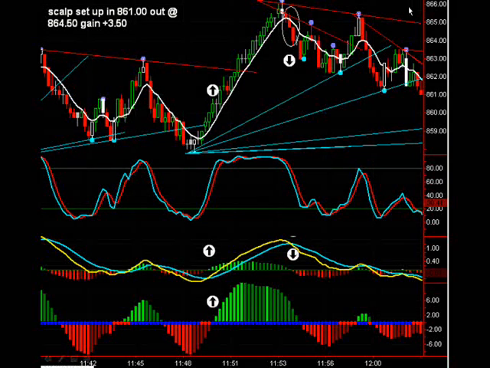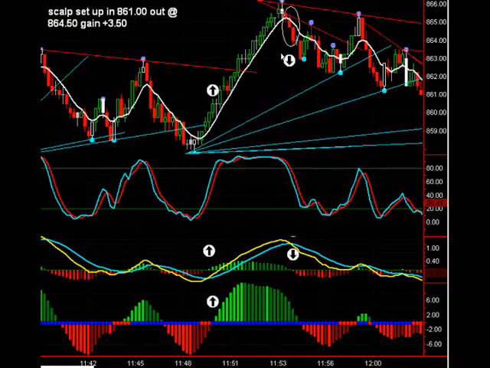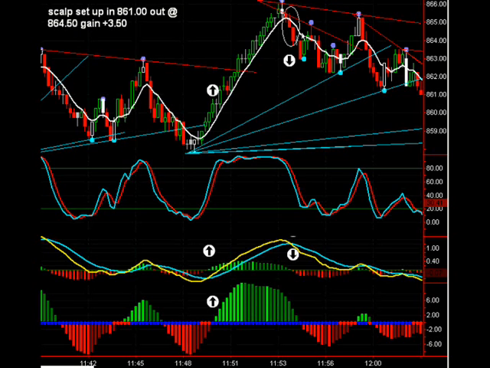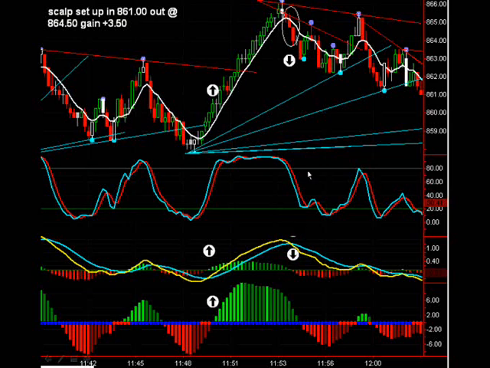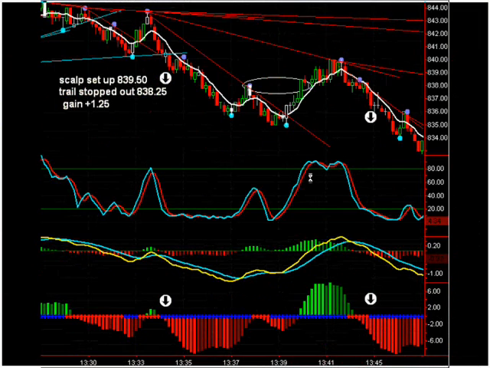Again, I did not use my trail stop method for exits on this particular trade because it was breaking hard below the moving average, so I just exited. And again, the indicators were turning against me, so I preserved a little bit of my profit by doing that, and so I still had a profit of 3.5.